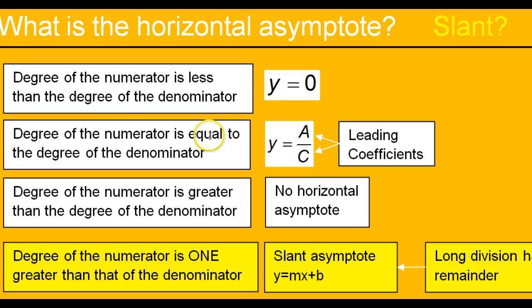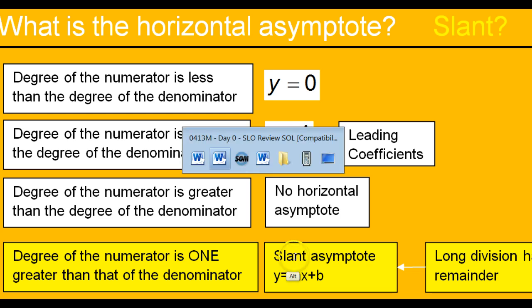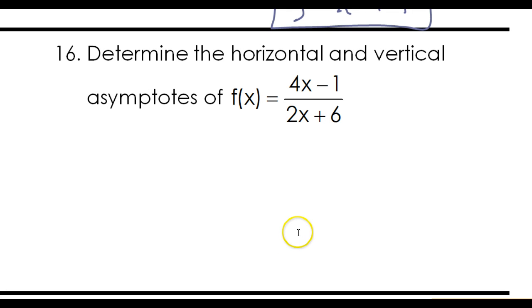If the degrees are equal, then it's going to be a over c, leading coefficients. If the degree of the numerator is greater, then there will be no horizontal asymptote, but maybe there will be a slant asymptote. So which situation are we in? Well, the degree is all about the power of the variable.